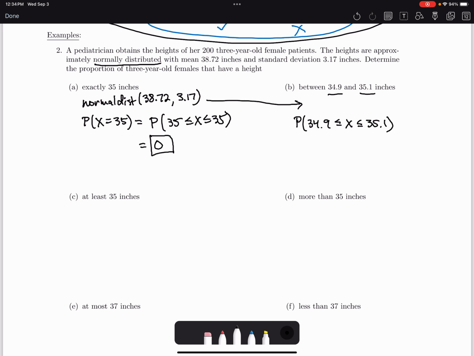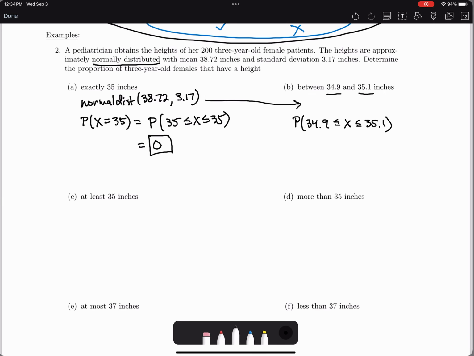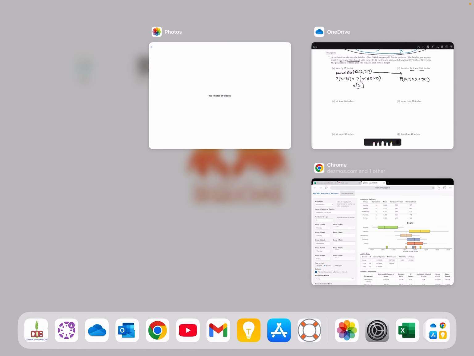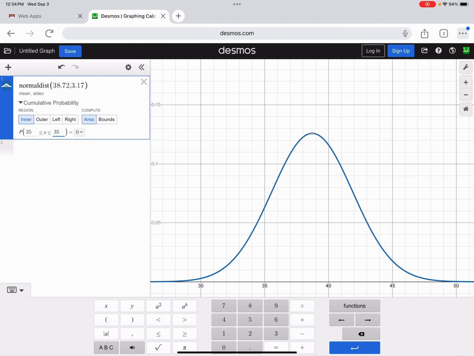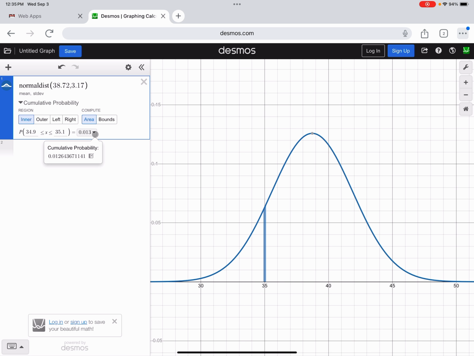So let's see what we get. So we want 34.9 and 35.1. And there you go. Now it's highlighting a little area for us, and it's telling us that, hey, that area is about 0.0126.